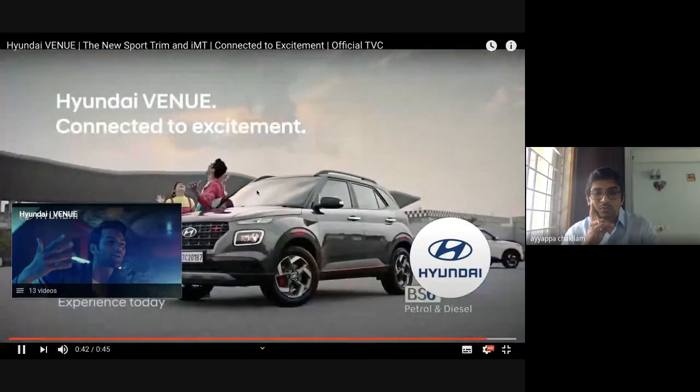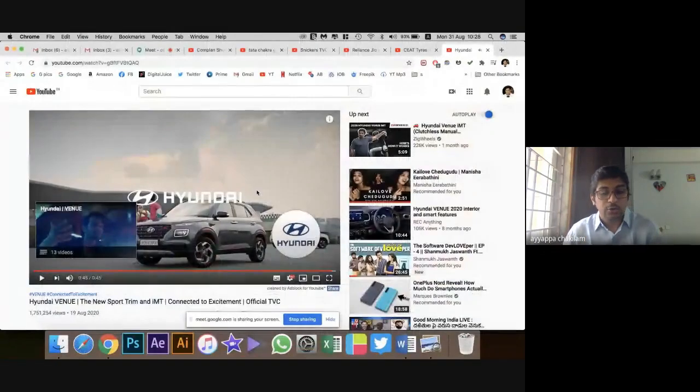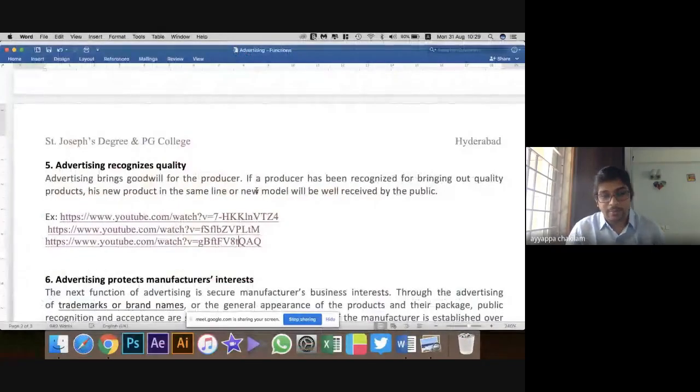Hyundai Venue, now with IMT. So here Hyundai is talking about a new vehicle that has come up, the Hyundai Venue, a new variant of it, where it has an intelligent manual transmission. Normally in cars with a manual transmission, while changing the gears, you need the clutch. But this manual transmission has gears but doesn't have a clutch. So it's like a mixed version, a fusion of automatic and manual transmission. So that's what the ad says.